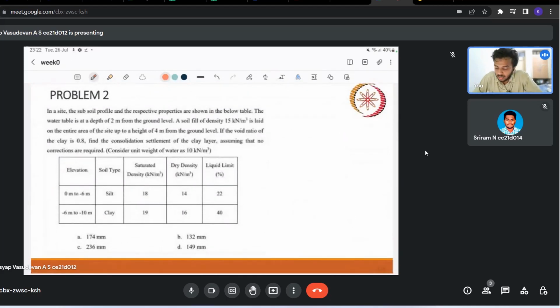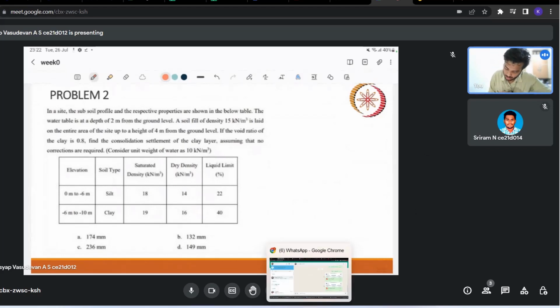The second question deals with consolidation settlement. So let us see here. They have given a subsoil profile, and the respective properties are shown as below. The water table is 2 meter below ground level.